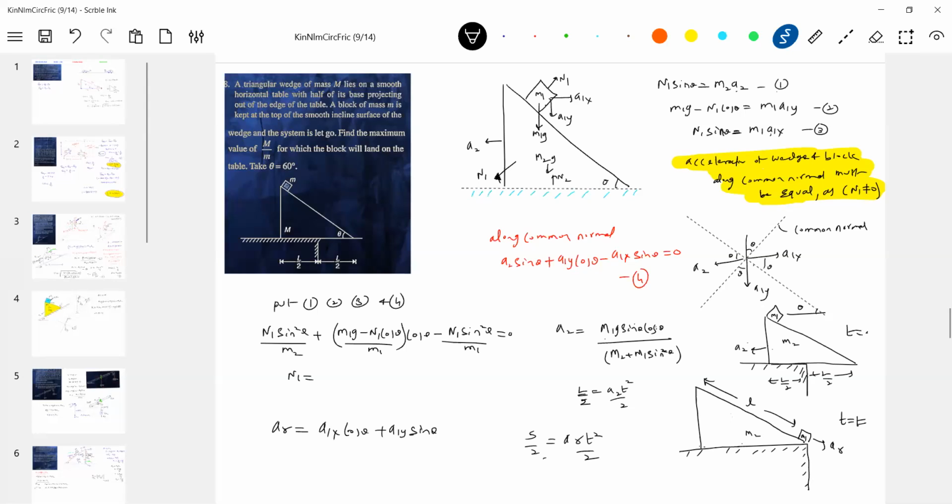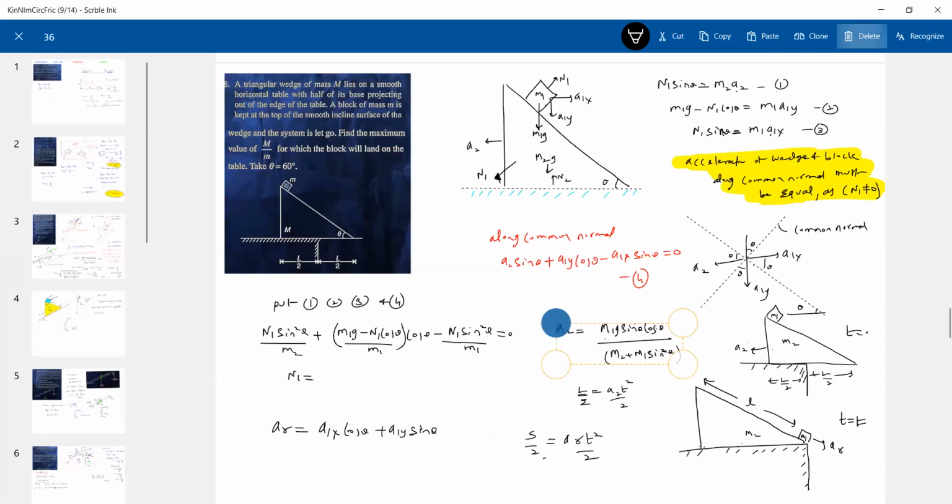If you can get A1x and A1y, then we know A2, no? So from that, we'll get A1x. I think some N1 is needed. I'm not very sure, I'll take it out. Why make a guess?